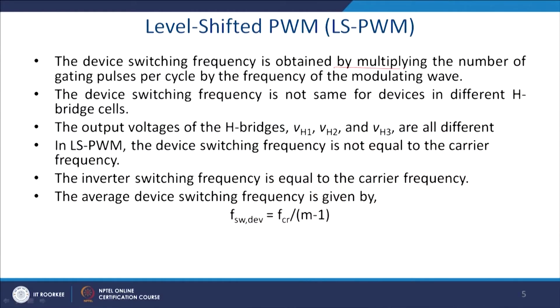The device switching frequency is obtained by multiplying the number of gating pulses per cycle by the frequency of the modulating wave. This is the way it works.